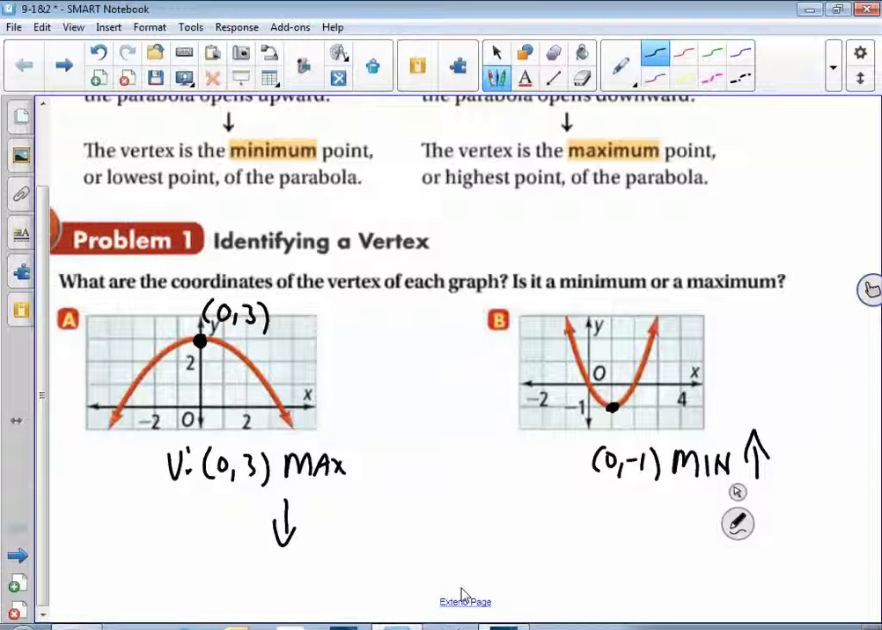Okay, so in this video what you have is the minimum point and the maximum point of this vertex, and this vertex is at (0, 3). It's a max because it opens down, and then this vertex is at (0, -1). It's a min and it opens up. So you have a got it. Why don't you pause the video and do your got it, and I'll see you back here in a minute.